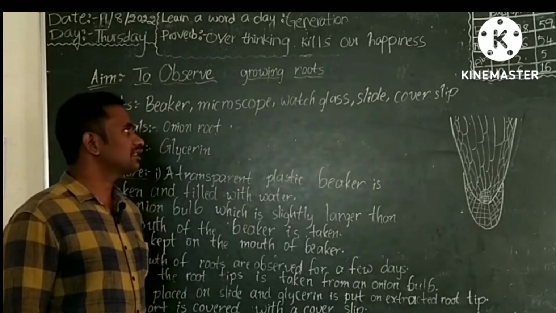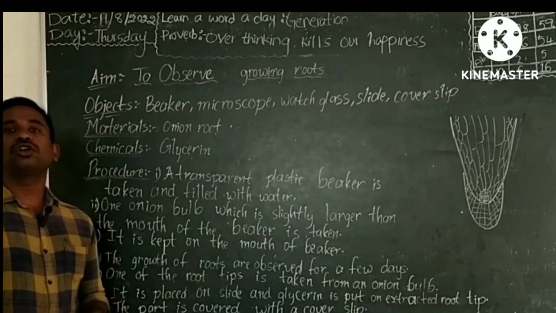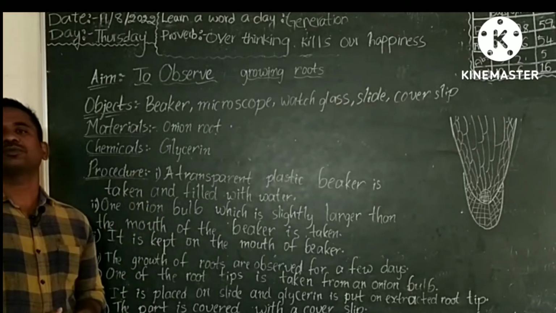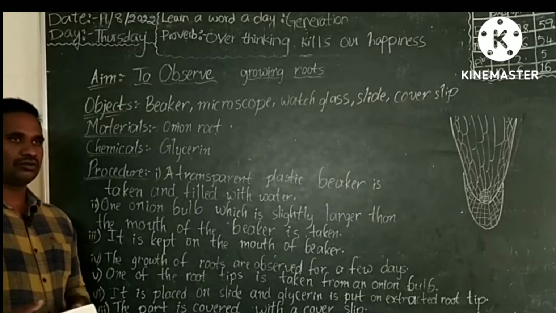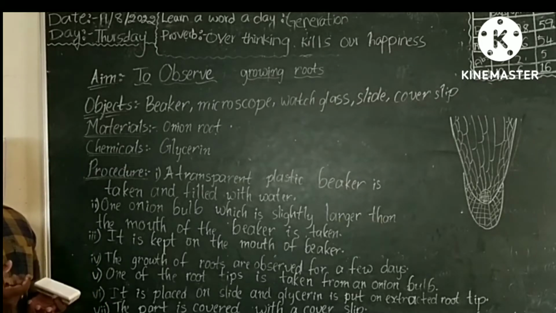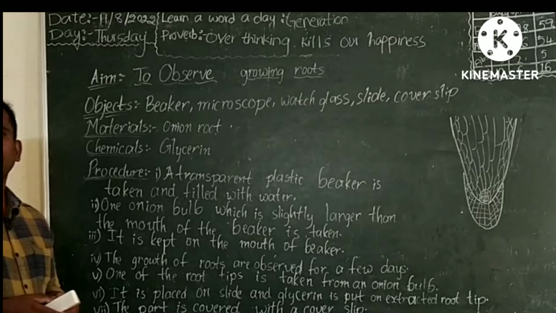Now we are going to discuss the observation of onion root cells, or observation of growing root. It means we want to know which type of tissue is present in the growing parts. That's why we are doing this experiment.